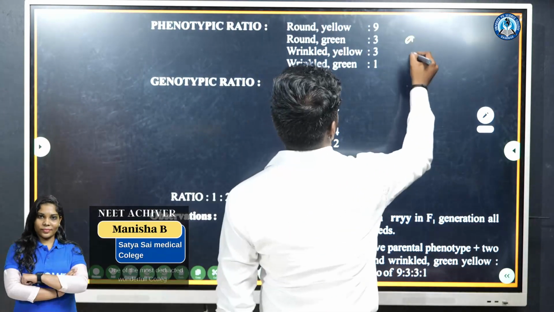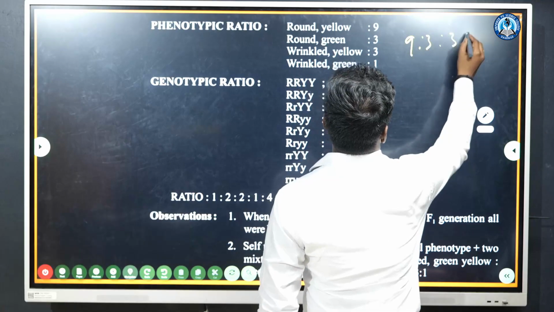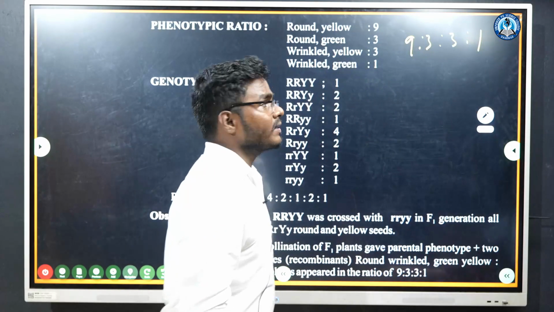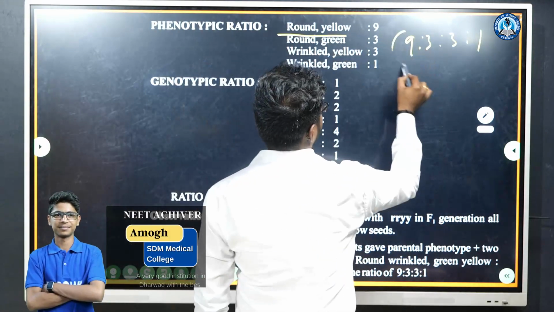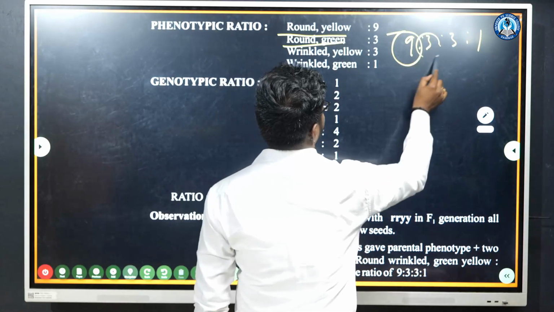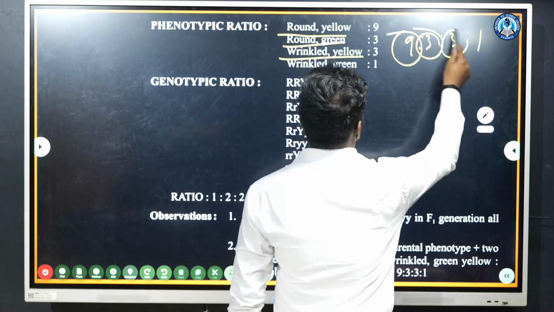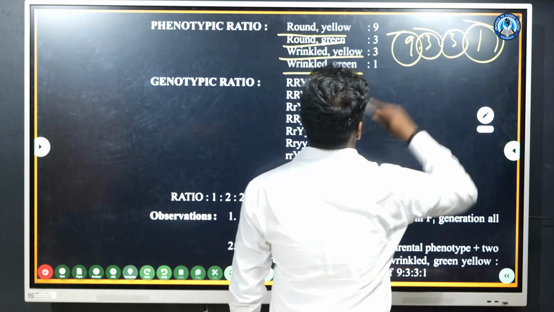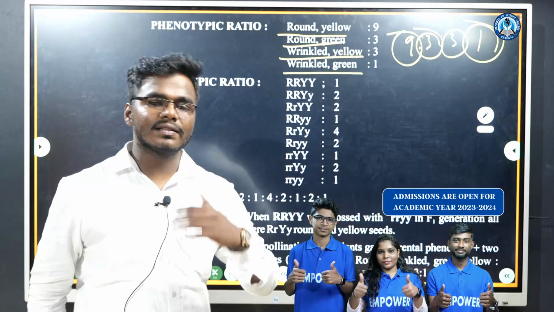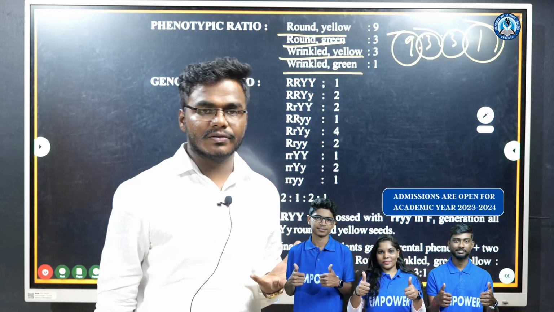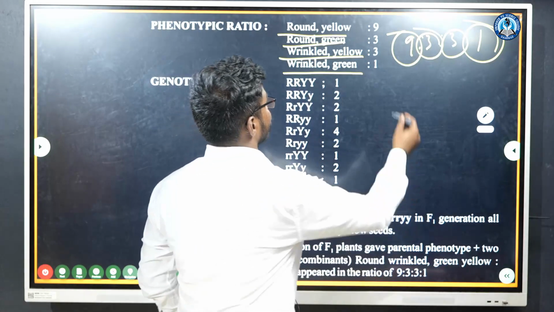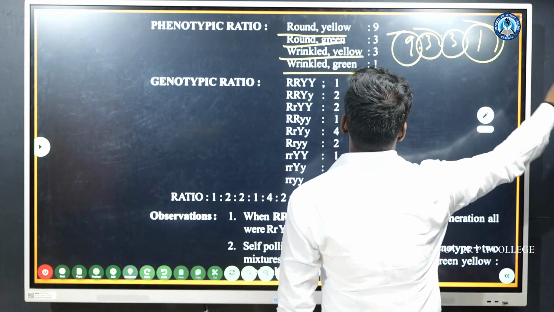It is 9:3:3:1. That is, round yellow, how many are there? 9. Round green, how many are there? 3. Wrinkled yellow, 3. Wrinkled green, 1. Pheno means the external appearance. So for external appearance, the ratio is 9:3:3:1.